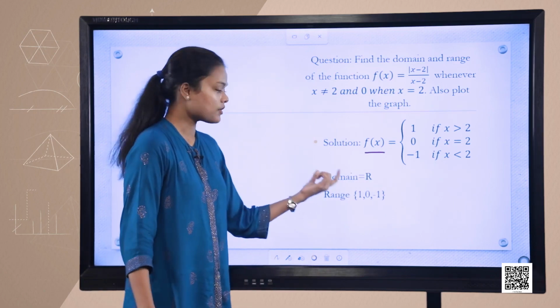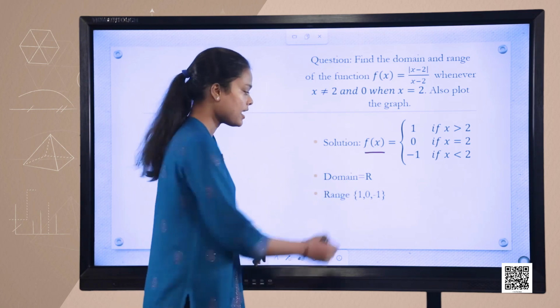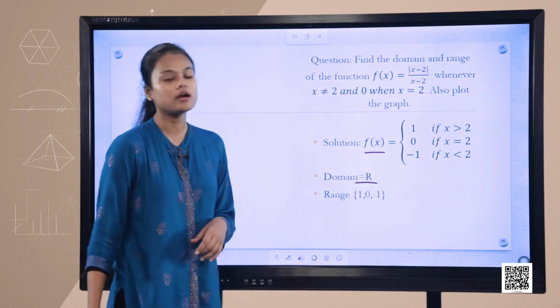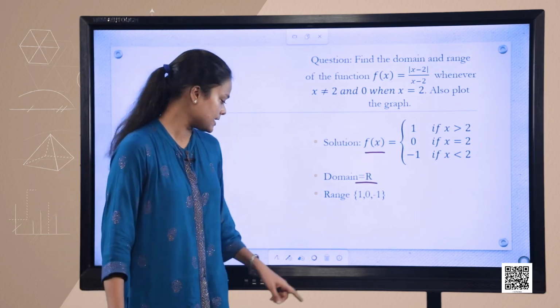Okay? Range is coming out to be 3 values, 1, 0 and negative 1, and domain the set of all real numbers. So what will be the graph of it? Let us see.